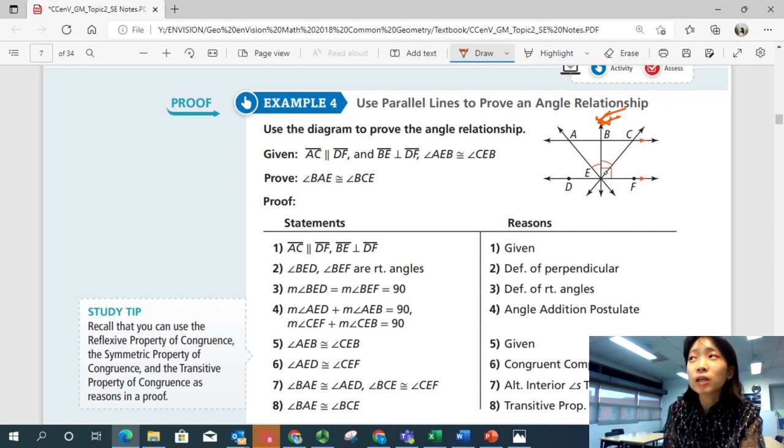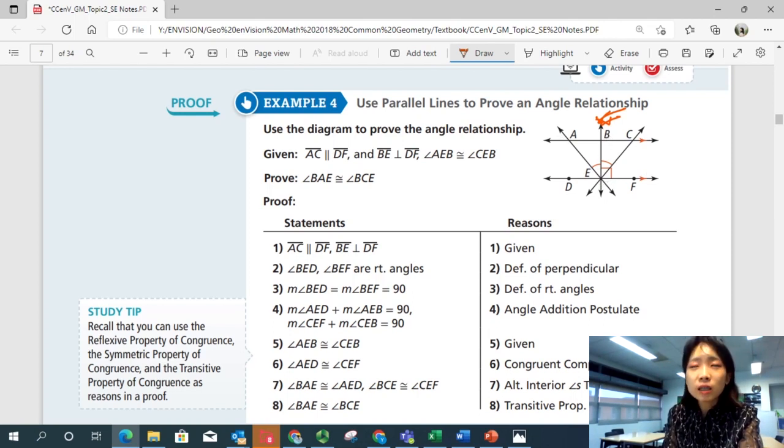So this is a perpendicular bisector of DF. Does that make sense? Because it's perpendicular, and also it bisects these. Well, right now we can't really say perpendicular bisector yet because we don't know the relationship between these two transversals, but it does bisect the angle that is formed by these two transversals. Okay, now we're going to prove that BAE is congruent to BCE.